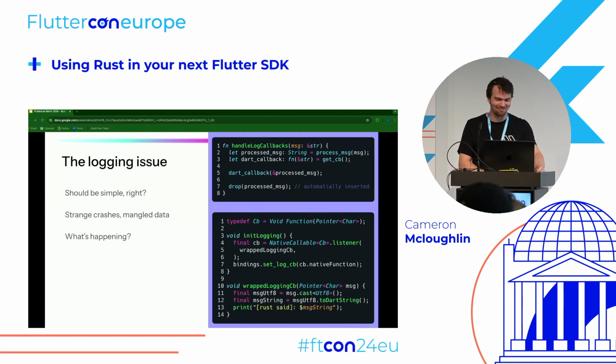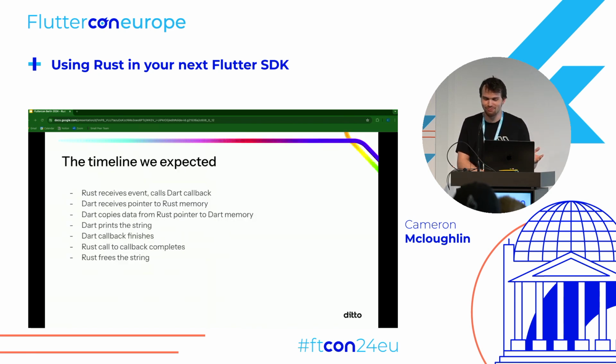Someone knows. And here on the Dart side, we're just receiving a pointer to an array of bytes containing a null pointer at some point. We're casting it to UTF-8, turning it into a Dart string, and just printing it. Unfortunately, this also doesn't work. We get strange crashes, missing logs. What's happening?